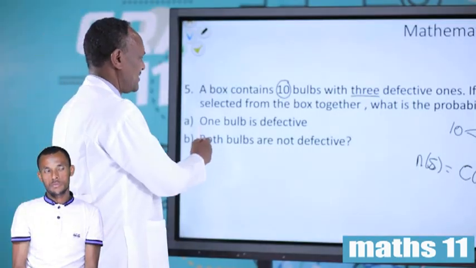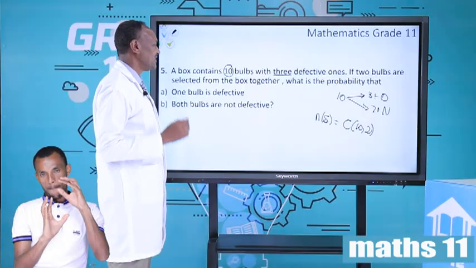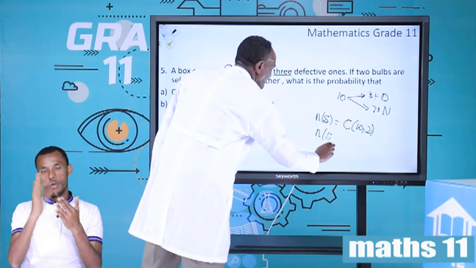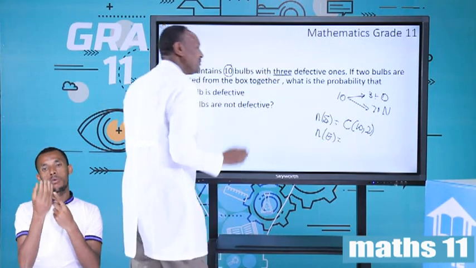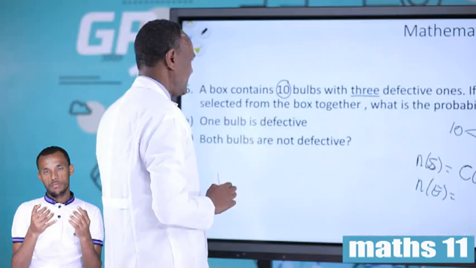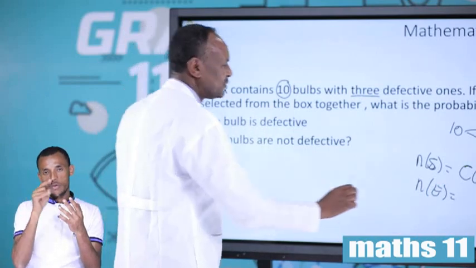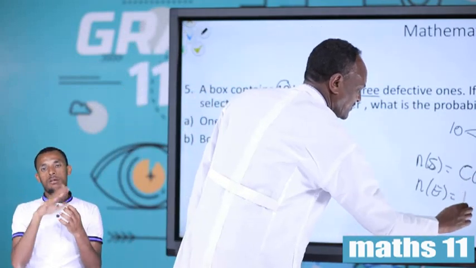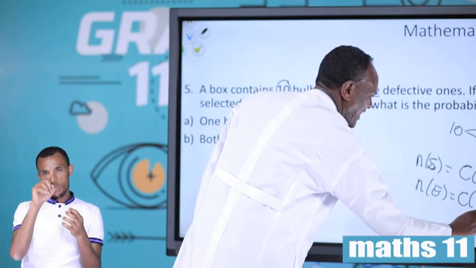Now what are you asked? One bulb is to be defective. We have to find the number of elements of the event. He will be successful if he has selected one bulb to be defective. How many defectives are there? We have 3. So he should select 1 out of 3.